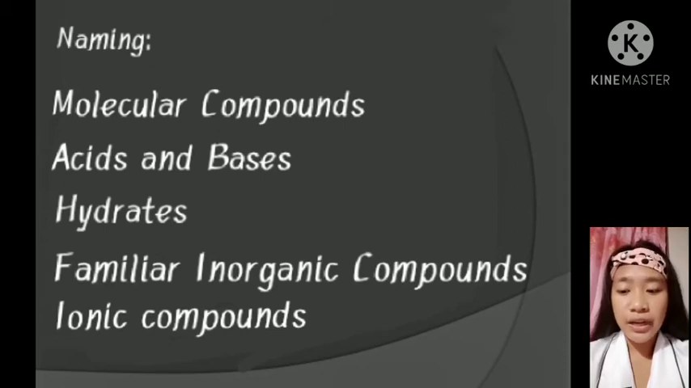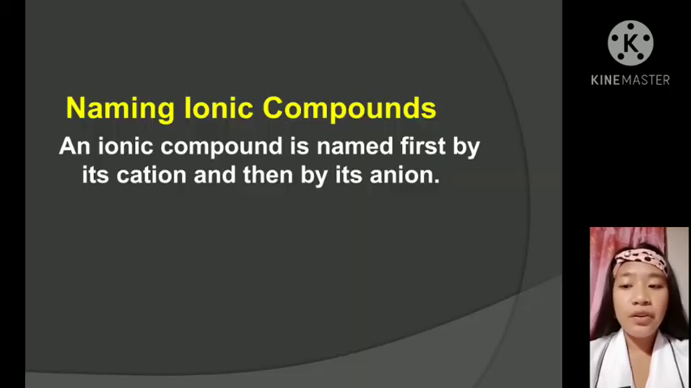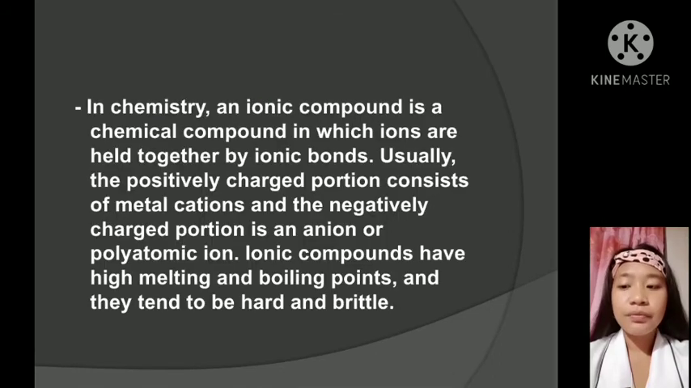Naming ionic compounds. An ionic compound is named first by its cation and then its anion. In chemistry, an ionic compound is a chemical compound in which ions are held together by ionic bonds. Usually, the positively charged portion consists of metal cations and the negatively charged portion is an anion or polyatomic ion. Ionic compounds have high melting and boiling points, and they tend to be hard and brittle.